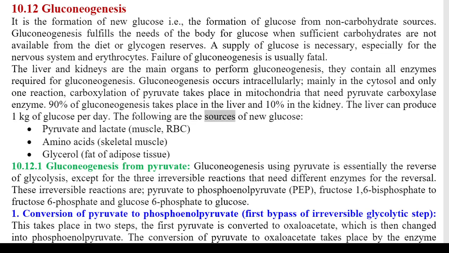The following are the sources of new glucose: pyruvate and lactate, from muscle and RBC. Amino acids, from skeletal muscle. Glycerol, from fat of adipose tissue.